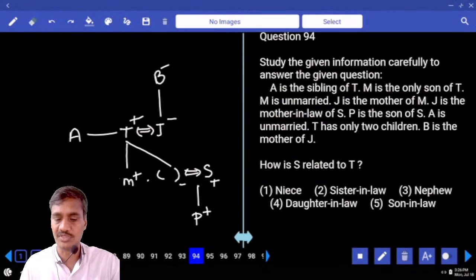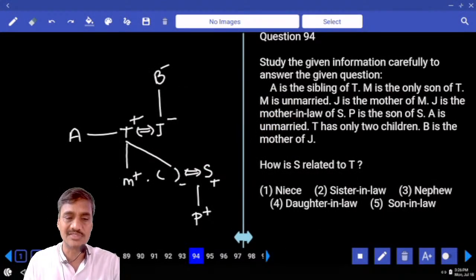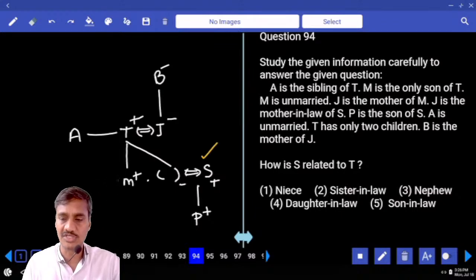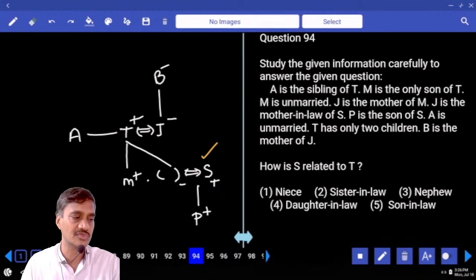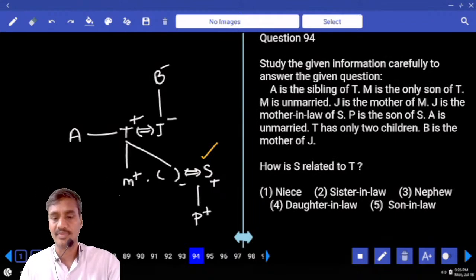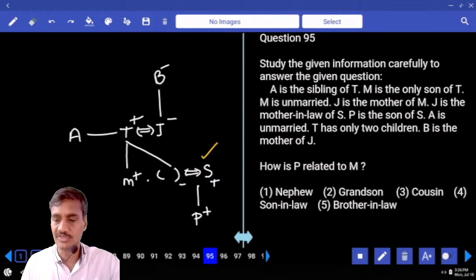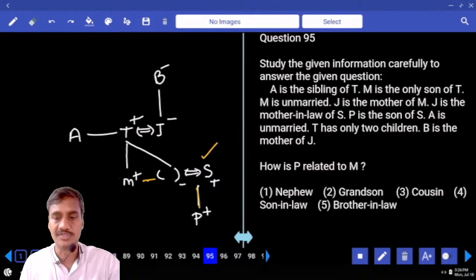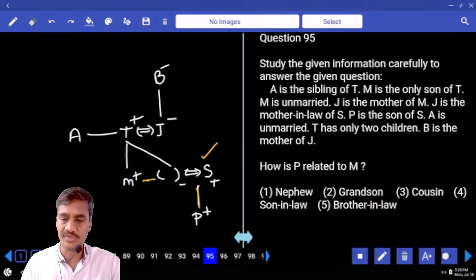Then coming to question number 94. How is S related to T? T's daughter's husband, that is son-in-law. That is the choice for question number 94. Then 95. How is P related to M? M's sister's son is the nephew. Nephew, that is given in the choice for question number 95.